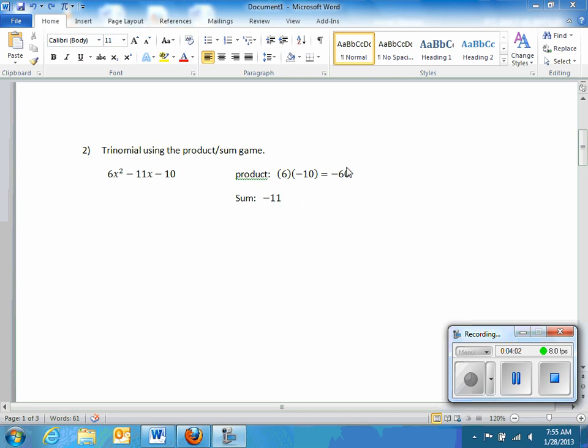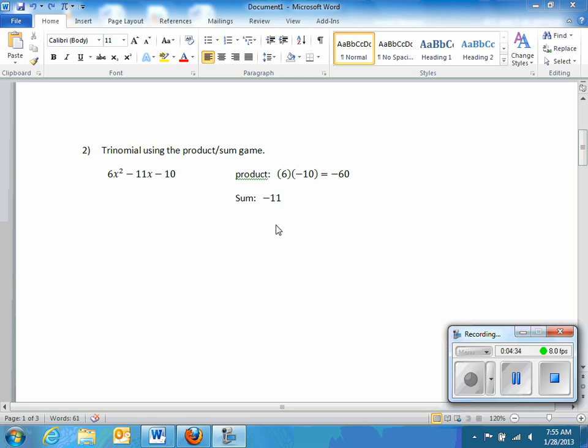Now that you have a product and a sum, you have to play the product sum game. This is fairly difficult for some students, but for students that are good with their multiplication tables and addition tables, it should be a little bit easier. What we're going to try to do is come up with 2 new numbers that when you multiply them together, they give you negative 60, and when you add them together, they give you negative 11. We're trying to come up with 2 numbers that have a product of negative 60 and a sum of negative 11.